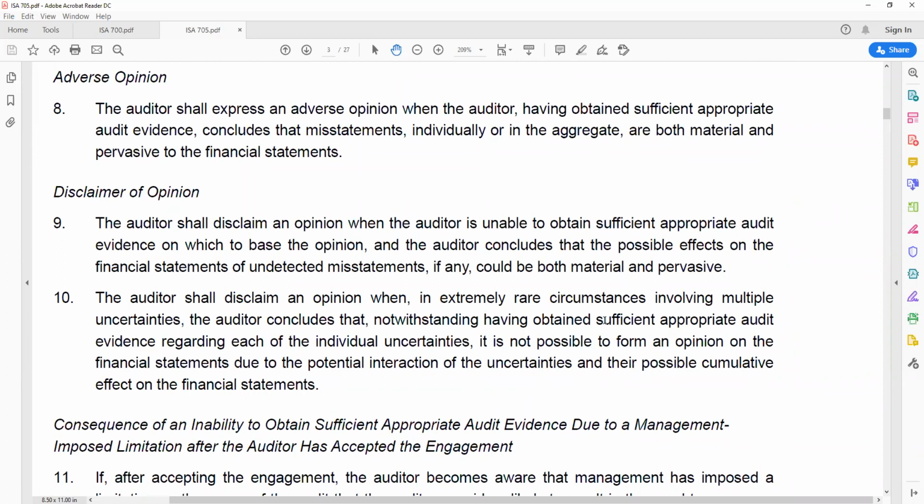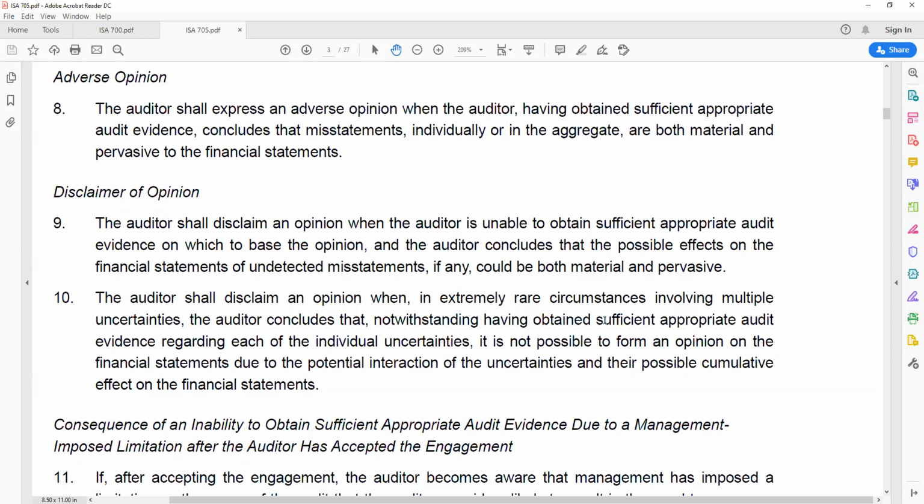Okay, disclaimer opinion. The auditor shall disclaim an opinion when the auditor is unable to obtain sufficient appropriate audit evidence on which to base the opinion, and concludes that the possible effects on the financial statements of undetected misstatements, if any, could be material and pervasive. Don't forget, as mentioned, material and pervasive. That means if you're going to be disclaiming, this is a scope limitation, but the possible impact, if there will be misstatement, the potential misstatements are both material and pervasive, then you're simply going to be withholding your opinion. You're going to withhold your final audit opinion.